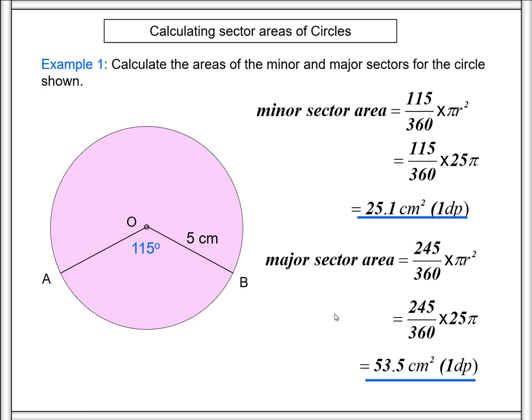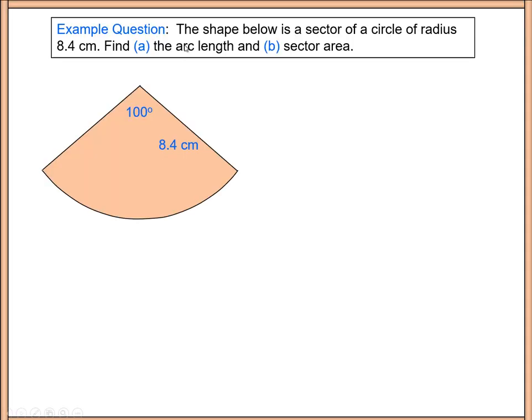Okay, question for you to try. The radius is 8.4. Find the length of the arc, and then the area of the sector. Click pause, and off you go. Have a go. Remember to write the formula: theta over 360 times the arc, 2 pi r for the area, pi r squared.